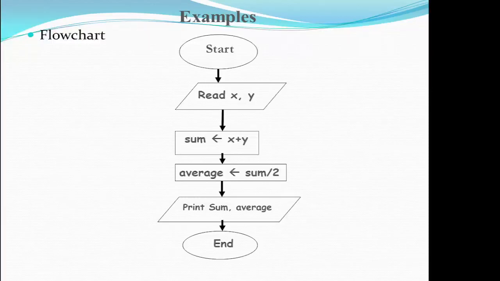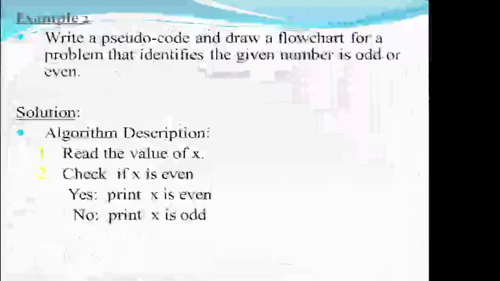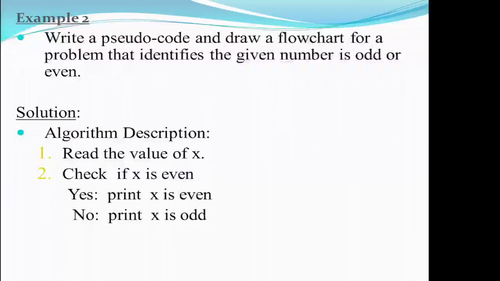Let me add another example. Write pseudocode and draw a flowchart for a problem that identifies whether the given number is odd or even. Now we are going to draw the pseudocode and flowchart. Before that, you have to write pseudocode. Pseudocode means false code. Pseudo means false.